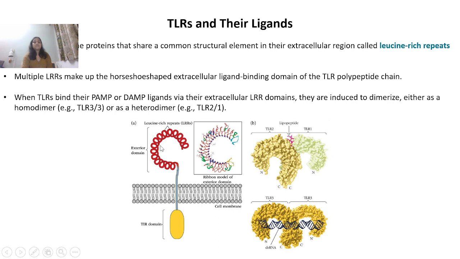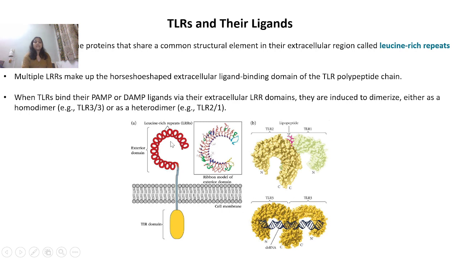So multiple LRRs make up a horseshoe shaped ligand binding domain, and there is an extracellular domain which is coming out of the cell and the intracellular domain, and some portion will be embedded in the plasma membrane.